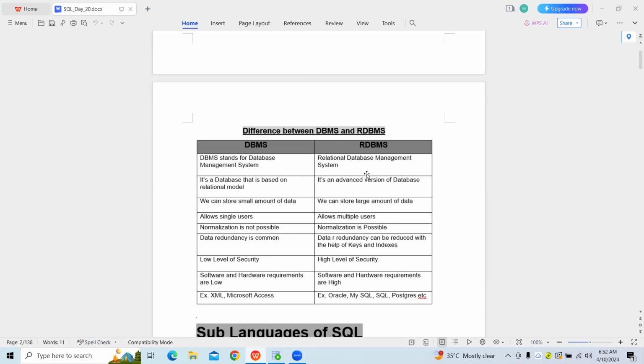And what are the examples of a DBMS? The examples of DBMS are XML and Microsoft Access. And the examples of RDBMS are Oracle, MySQL, SQL, Postgres, etc. So this is about DBMS and RDBMS.